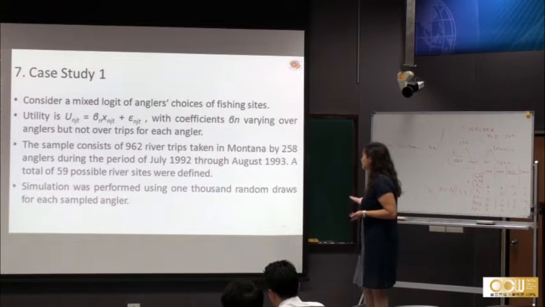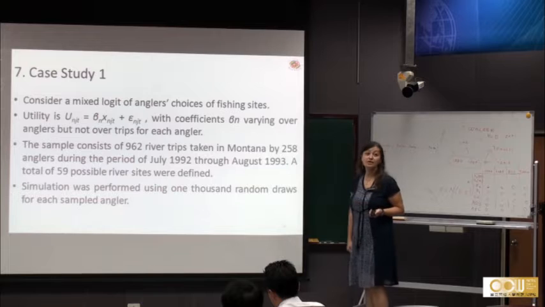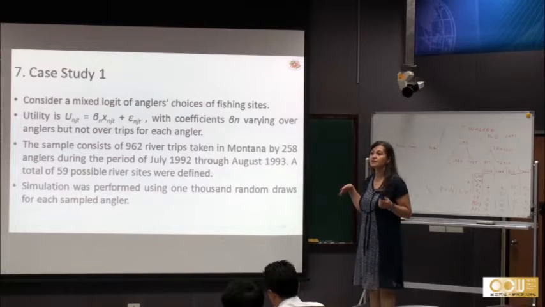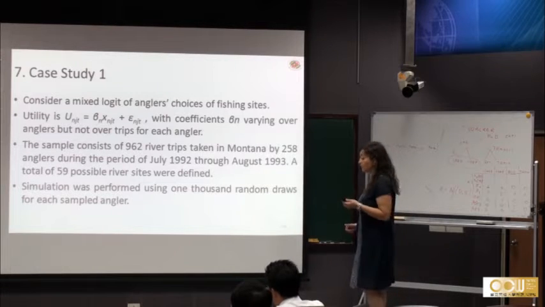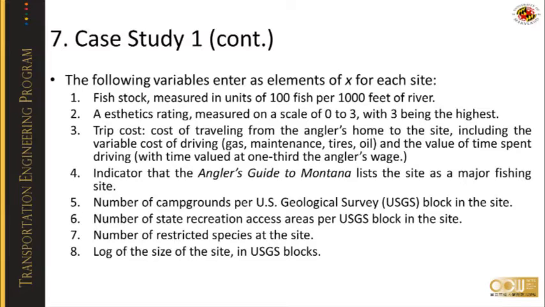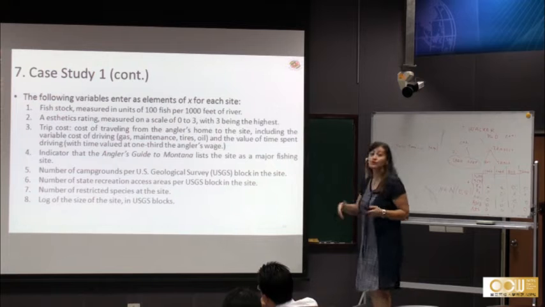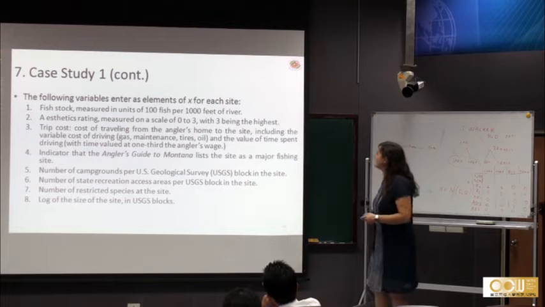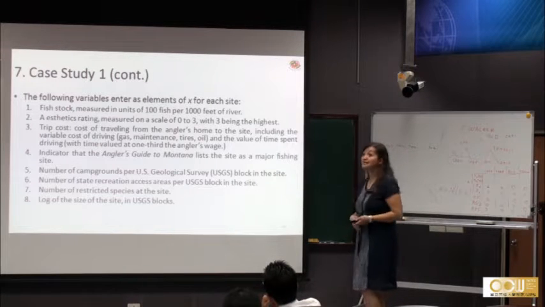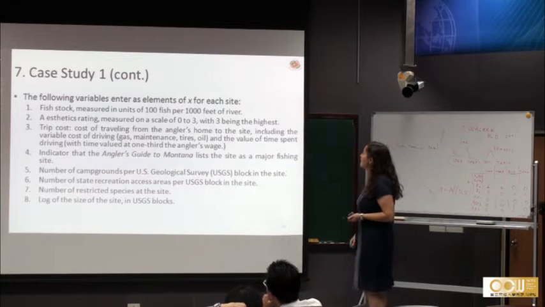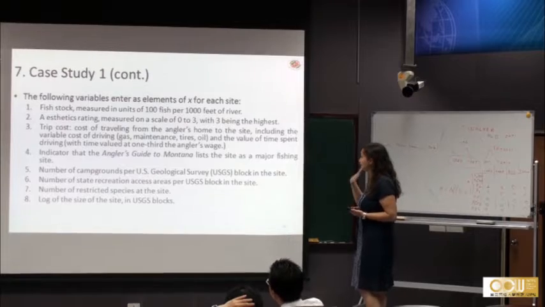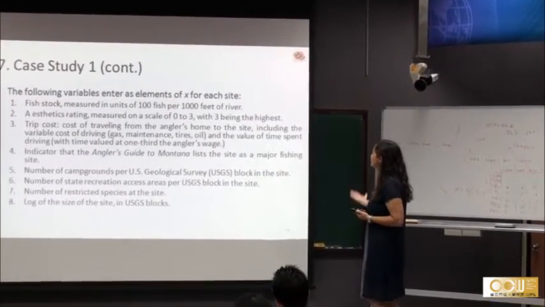So he used Monte Carlo simulation, and you will see what it does. For the estimation, he used 1,000 Monte Carlo draws in order to perform this simulation. He has a number of variables. He has the fish stock, which is measured in 100 fish per 1,000 feet of river, so you know how many fish there are. An aesthetic rating: if it is a beautiful site, a so-so site, or not a nice site. This is on a scale from 0 to 3, 3 being the highest.